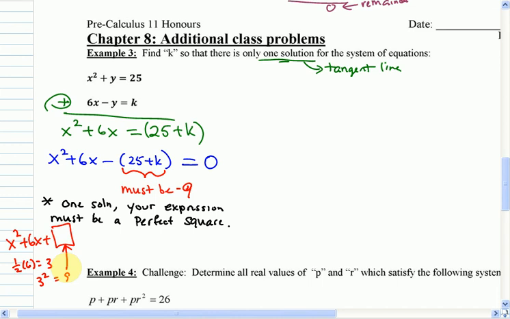Awesome. So then you just go ahead and take that bracket, which is 25 plus k, make it equal to -9, and solve for k. So k equals -34.